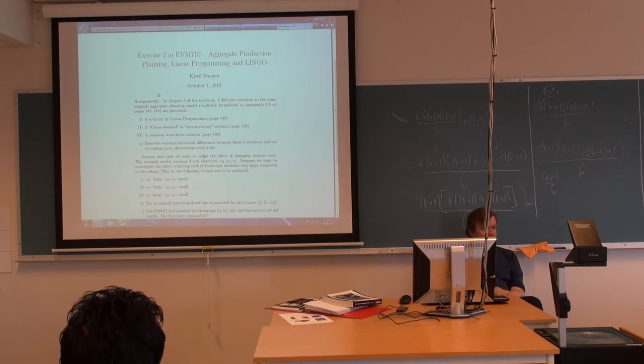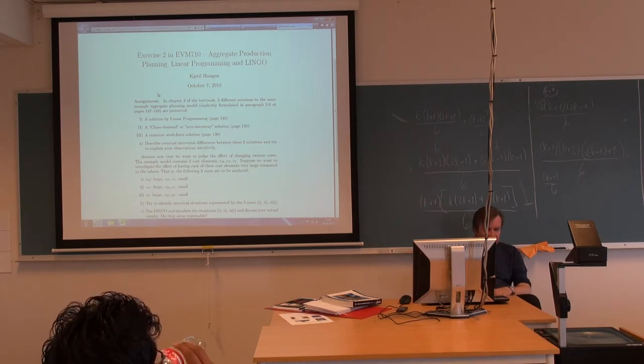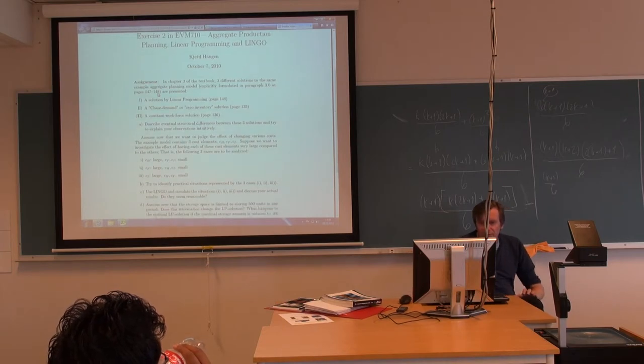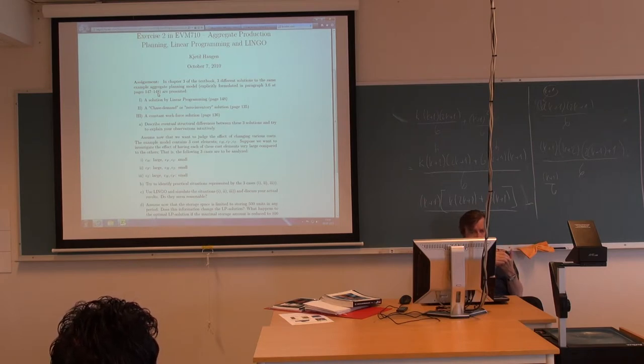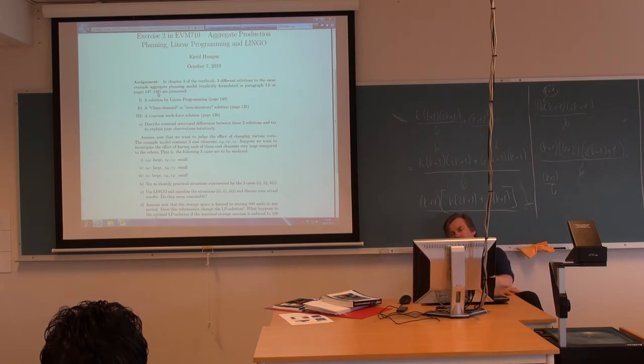And the first solution we also did, we used LINGO to find the optimal solution. So the idea now is to look at this model, try to use LINGO, and see what happens when you do various things. Assume now that we want to judge the effect of changing various costs. If you recall this model, there were three cost elements: a hiring cost, a firing cost, and an inventory cost. And in these I, double I, and triple I cases, I want you to look at what happens if certain of these costs are much larger than the other costs.